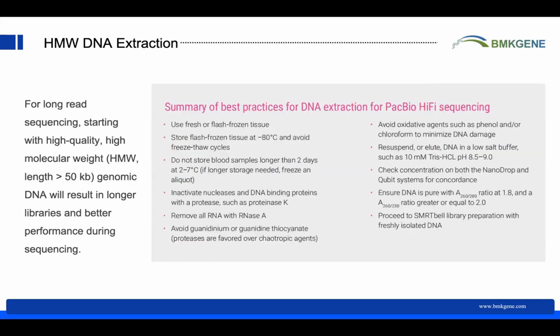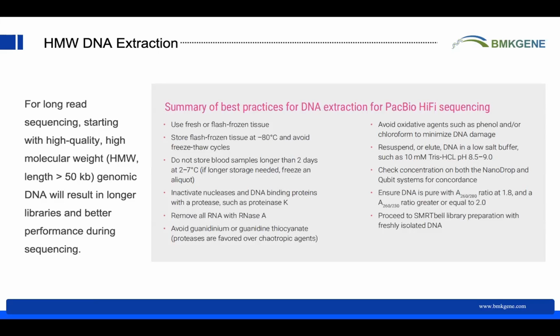Since we know that high molecular weight DNA extraction is very important for long-read sequencing, if you start with high molecular weight genomic DNA, it will result in higher performance and longer libraries during the sequencing. For high molecular weight, we usually say that if the length is more than 50 kb, then we say it's high molecular weight. And it's enough for the sequencing read lengths for HiFi sequencing.